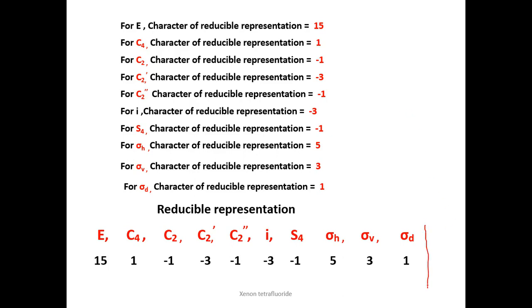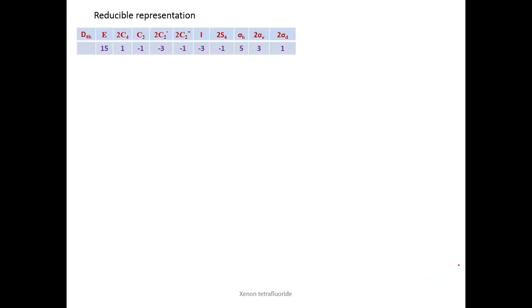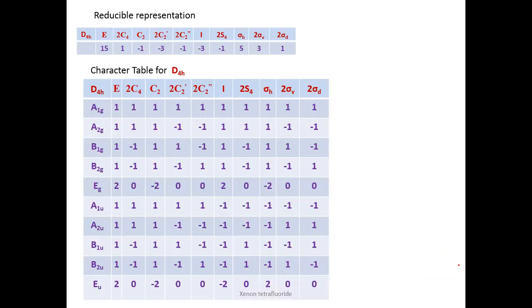Now what we have here is the reducible representation. These numbers 15, 1, minus 1, minus 3, minus 1, minus 3, minus 1, 5, 3, 1 are the various characters of reducible representation, namely chi r. Now we are going to reduce this reducible representation using the character table.